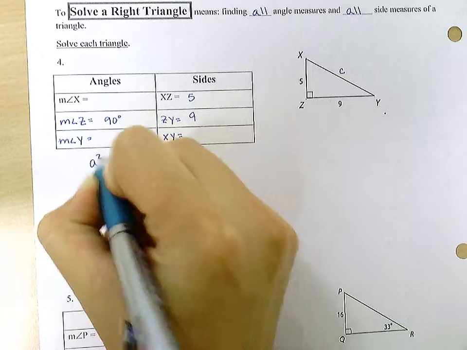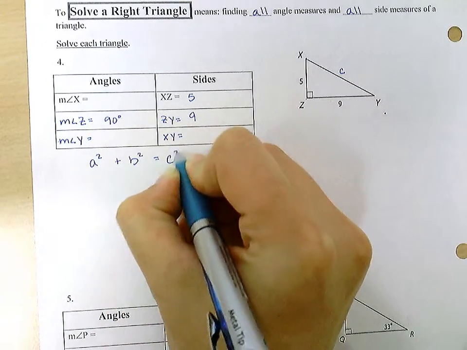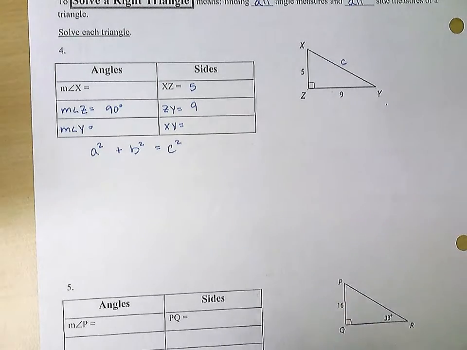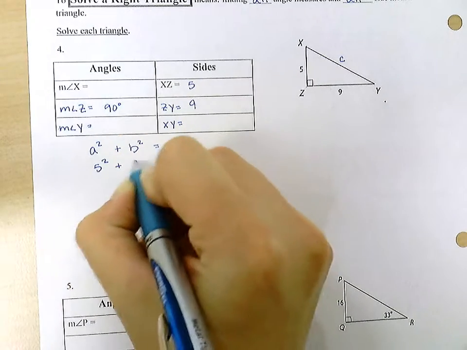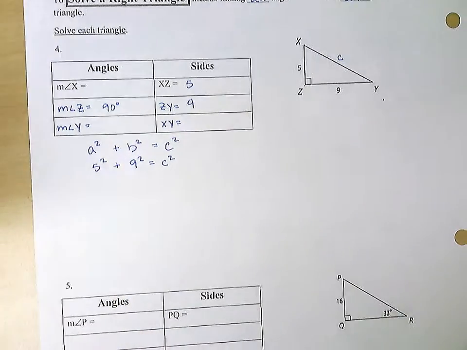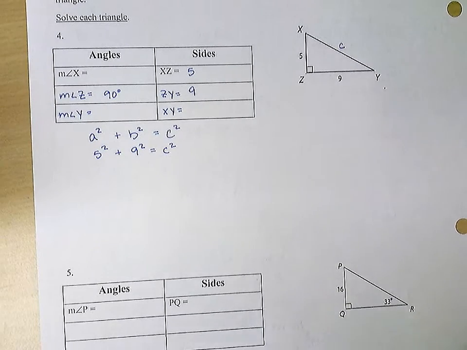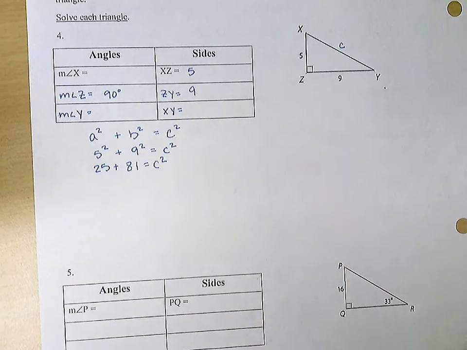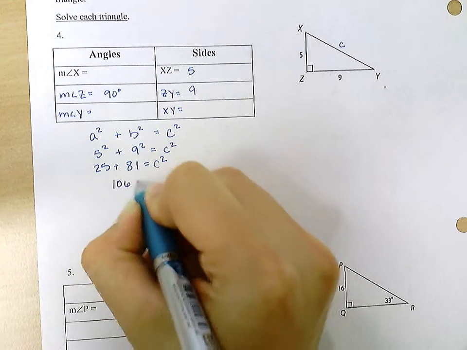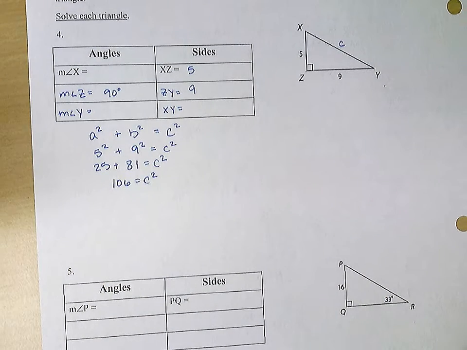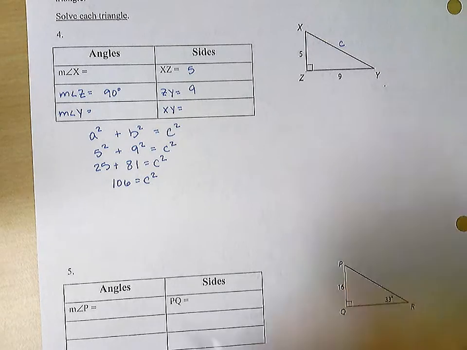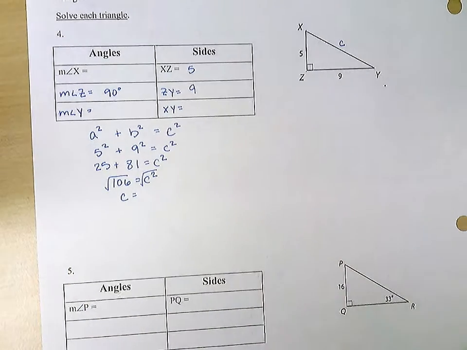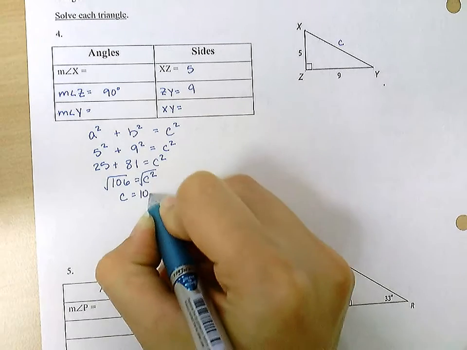Okay, so I can use a squared plus b squared equals c squared. My a and b values are 5 and 9. So I have 5 squared plus 9 squared equals c squared, which is 25 plus 81. That is 106. And I am going to round for this. You don't need to keep it in a square root. So I'm going to take the square root of both sides to get that final side in my triangle to be about 10.3.